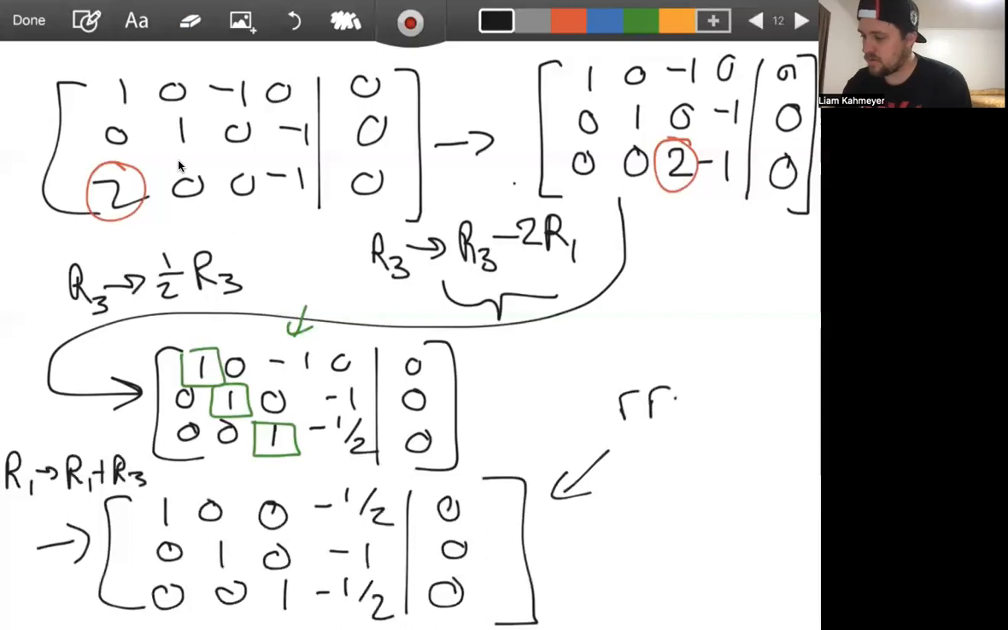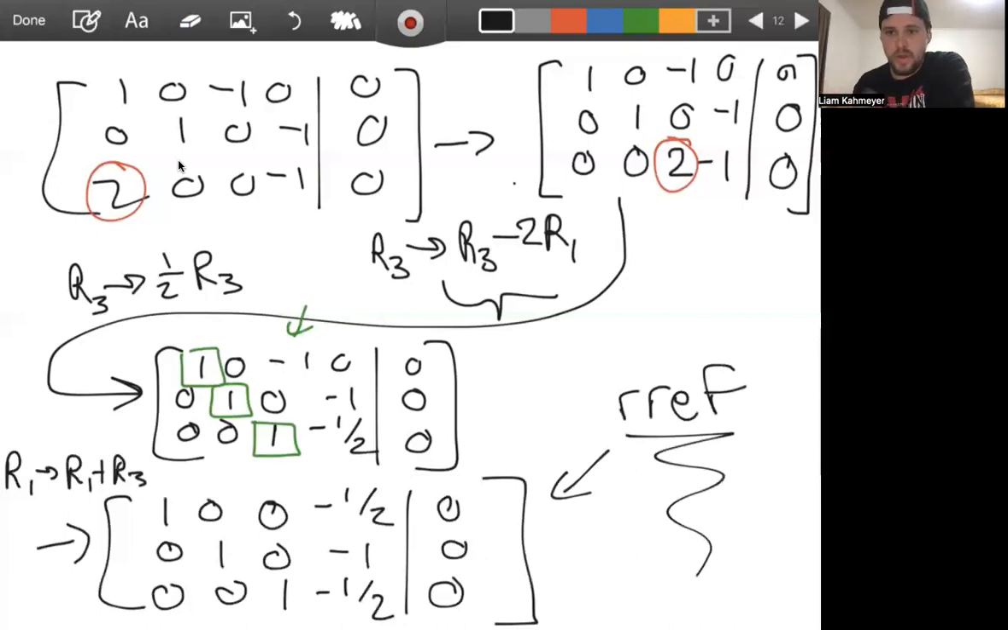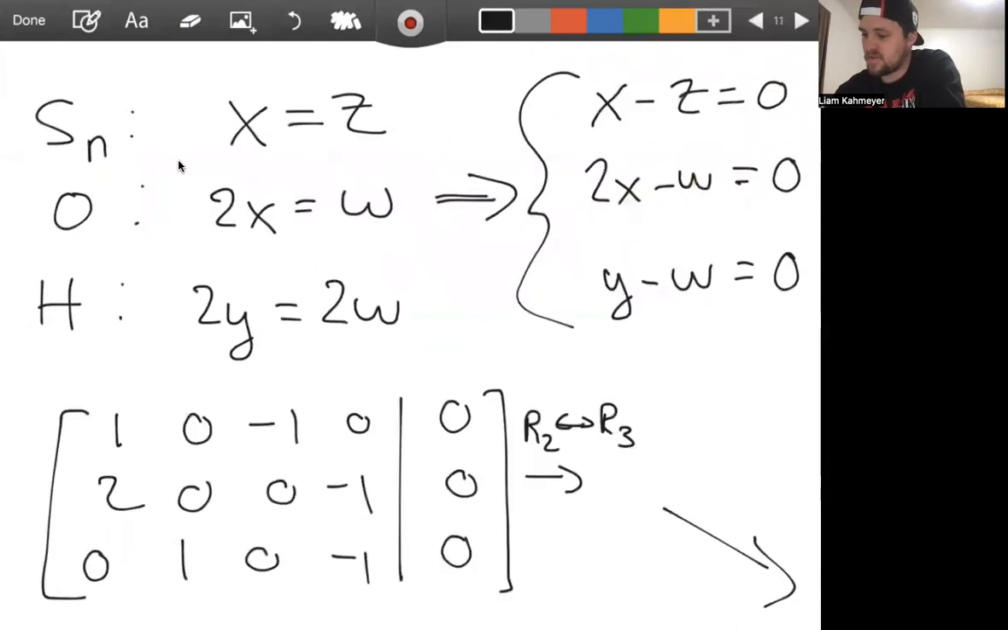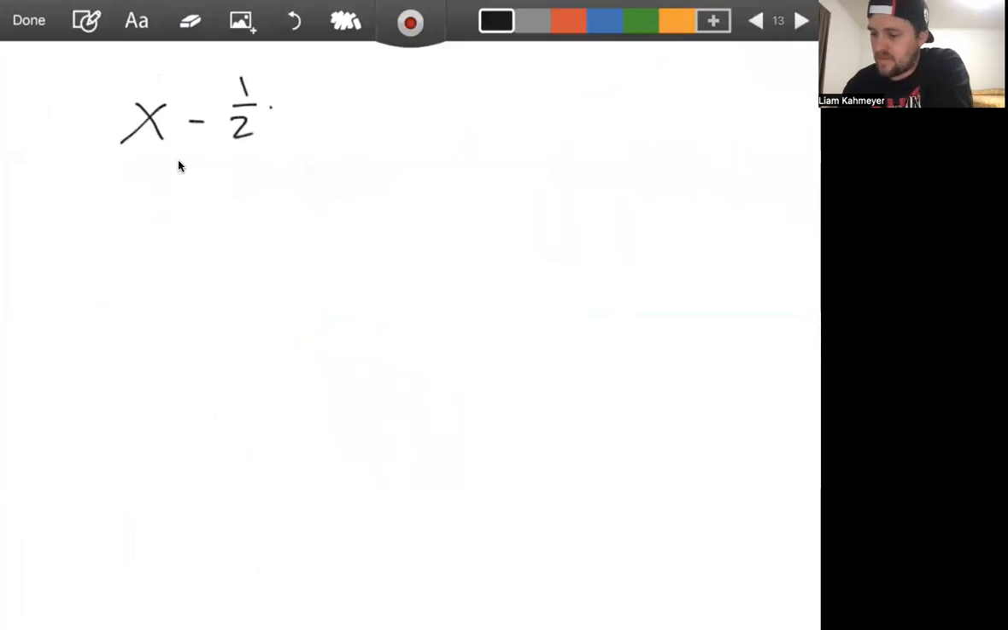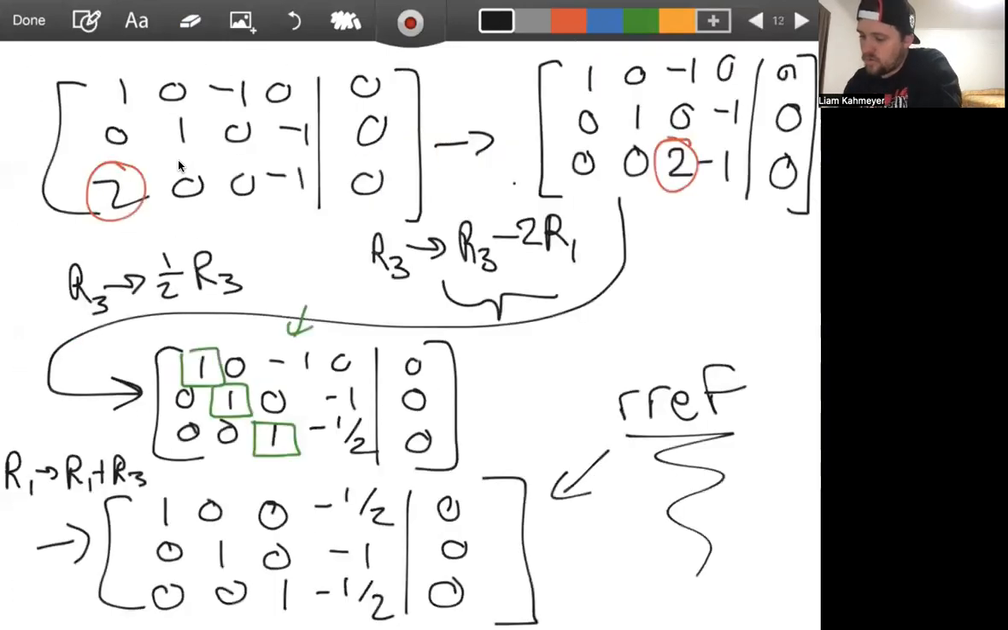So this is reduced row echelon form, which is good. This is as simple as we can hope to get this system of equations represented as. So we have the system of equations that's now represented as what? Well, what does row 1 tell us? Row 1 tells us that x minus 1/2 w equals 0, which tells us that x equals 1/2 w, right? Row 2 tells us that y minus w equals 0.